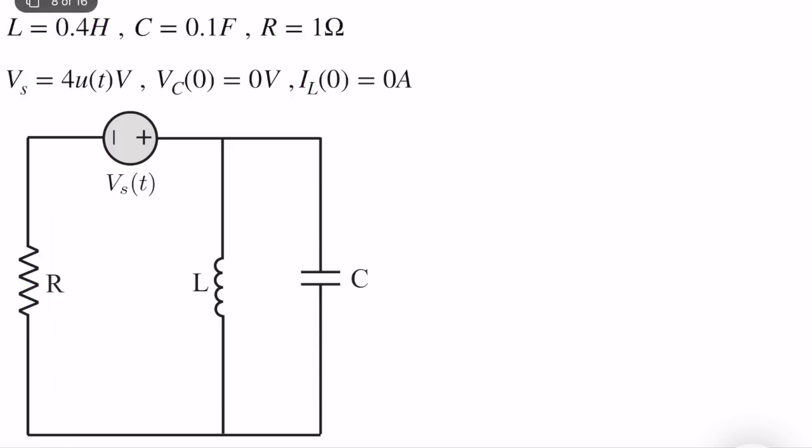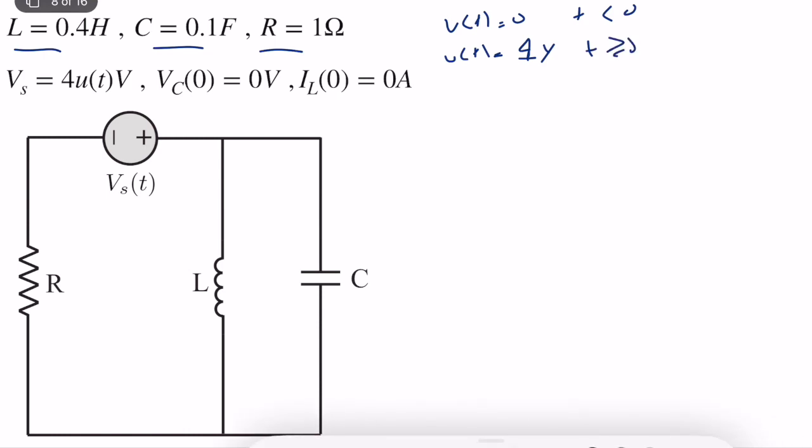So the same circuit, but in this case we are given L, C, and R. So input is equal to 4 times U of t. As you remember, U of t is the step input. U of t is equal to 0 when t is less than 0, and it's 1 when t is greater than or equal to 0. So it's like a switch, but the behavior is different.